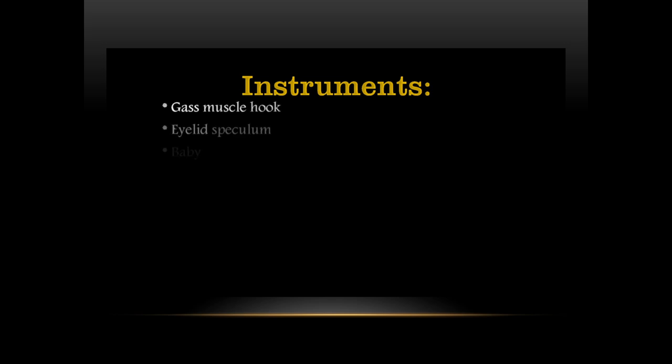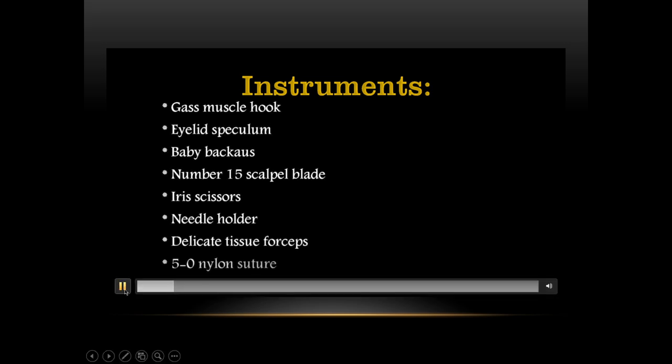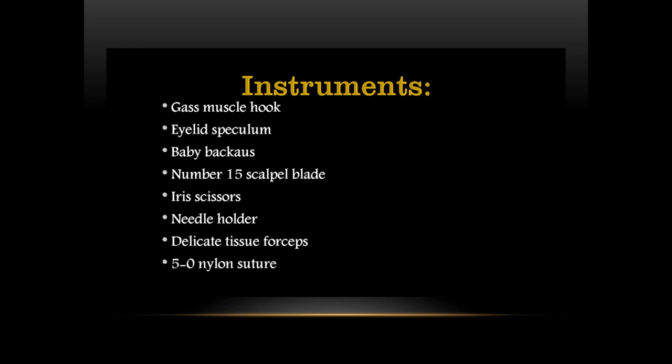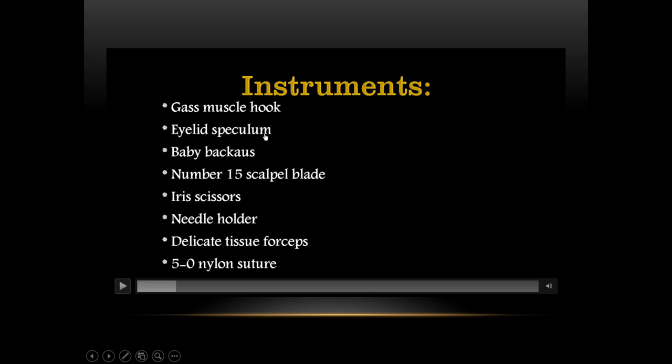So the instruments you're gonna use in this surgery are those listed here. Gas muscle hook. This is a special instrument for you to pass the suture around the ventral rectus muscle. Eyelid speculum, a baby Bacall's, number 15 scalpel blade, iris scissors, needle holder, a delicate tissue forceps, just like a Colibri forceps, and a 5-0 nylon suture.